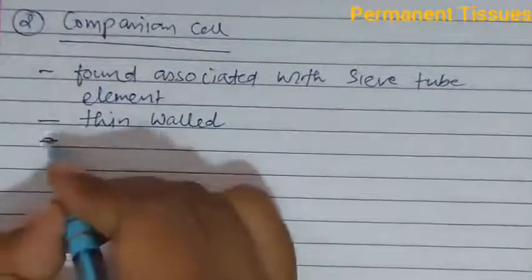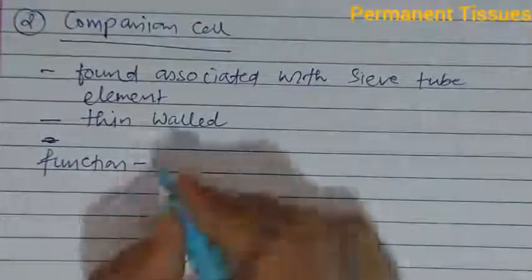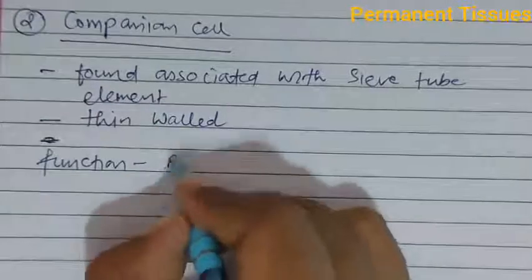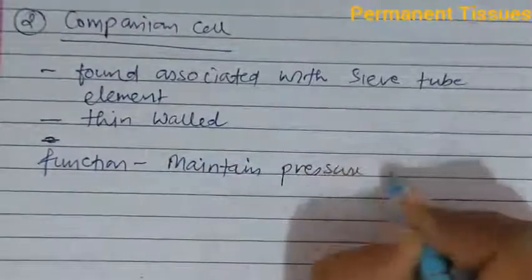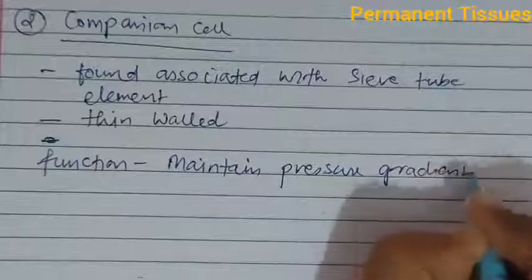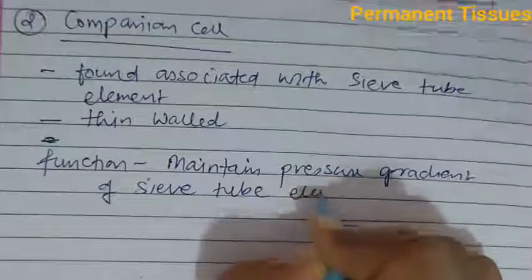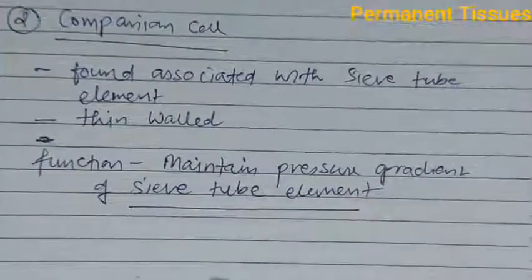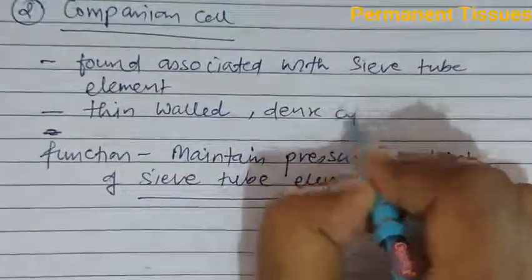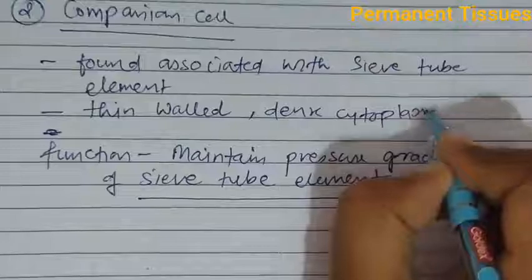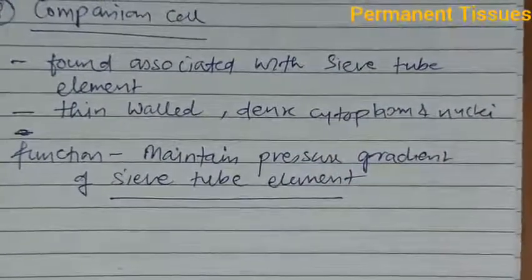Now when we talk about the function of the companion cell, that is important. The companion cell maintains the pressure gradient of the sieve tube element. They have a dense cytoplasm and nuclei. That also you should remember.